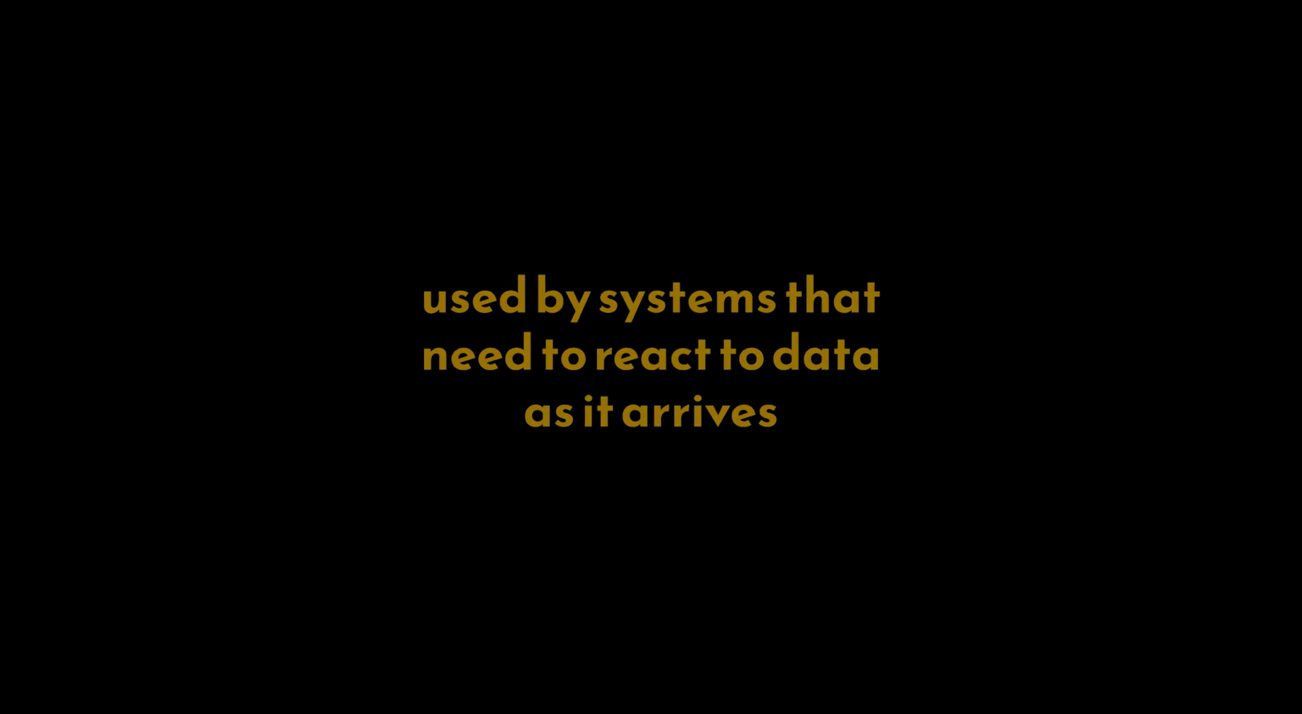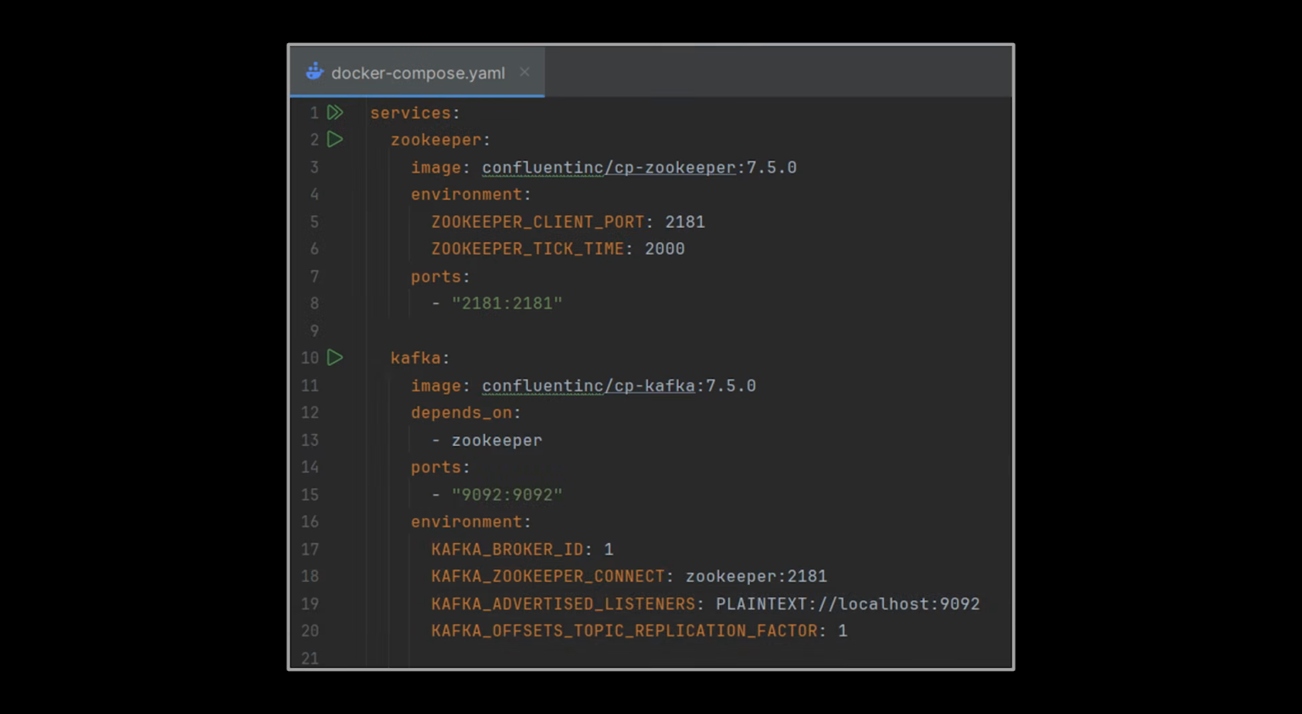You'll see Kafka used everywhere: real-time analytics, logging systems, microservice communication, you name it. Basically, if your system needs to react to data as it arrives, Kafka is the engine for the job. Let's get this running on our local machines using Docker Compose. Depending on your project's version, your YAML file will look a little different.